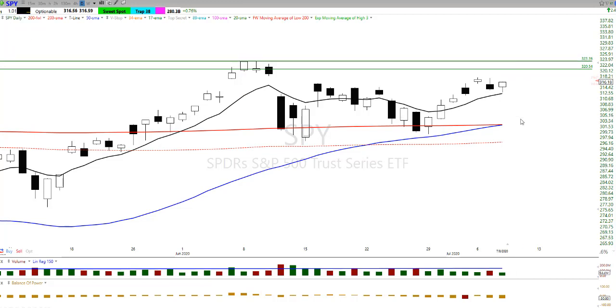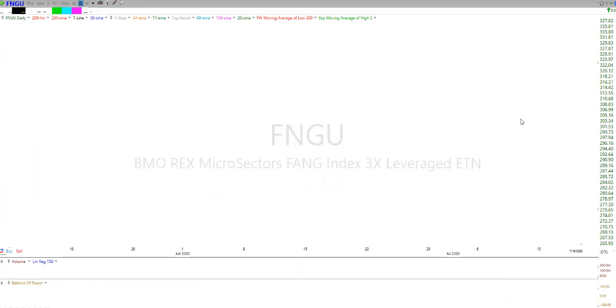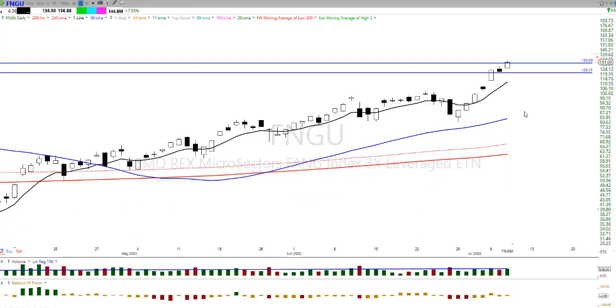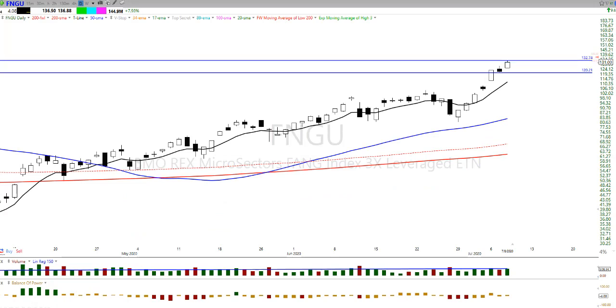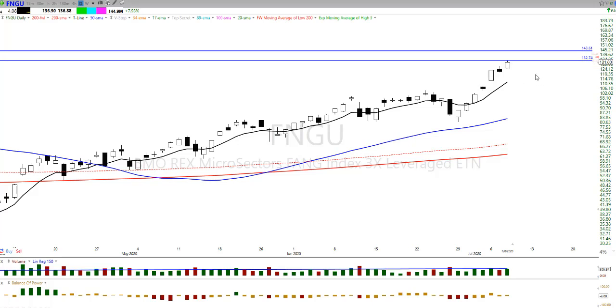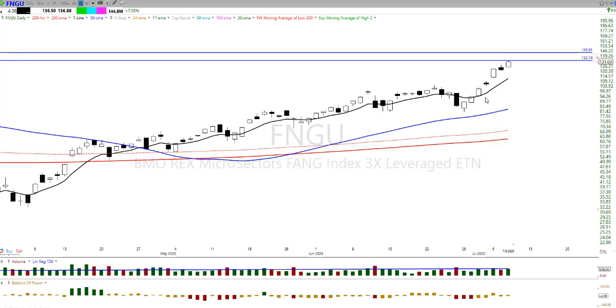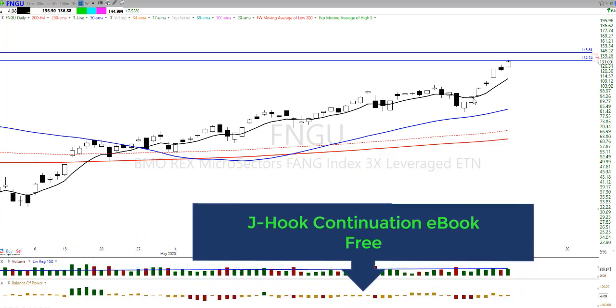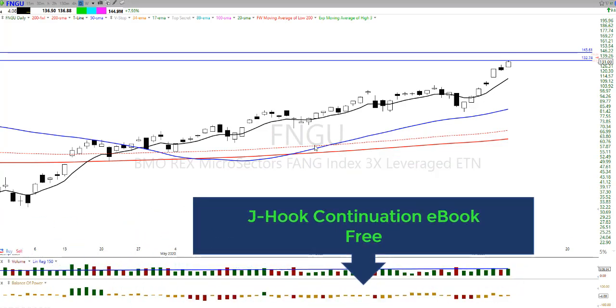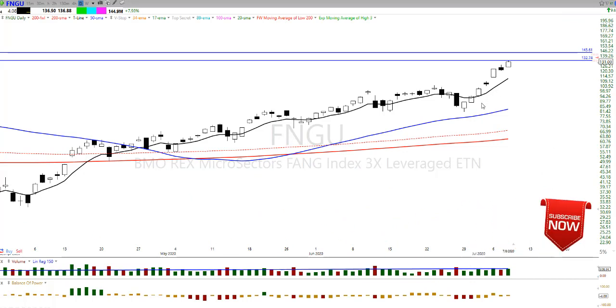So let's look at another chart, FNGU, and this is the FANG ETF here. Let's move this up just a tad. There we go. I'm going to change this over here to weekly, and let's move that one up. There you go. So the FANG stocks, I'm convinced that as long as this chart here, FNGU, the FANG stocks, keeps pushing up, the market will also keep pushing up.